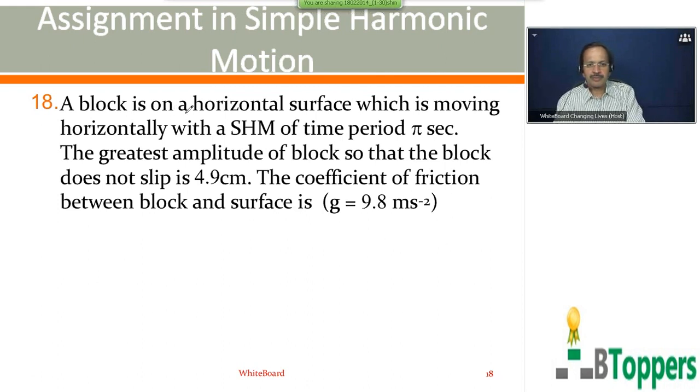A block is on a horizontal surface which is moving horizontally in simple harmonic motion of time period 5 seconds. The greatest amplitude of the block so that the block does not slip is 4.9 centimeters. The coefficient of friction between the block and surface is, within brackets, given g is 9.8 meter per second square. Come on, take a pause and try this question. This problem comes under one of the special cases I discussed earlier.